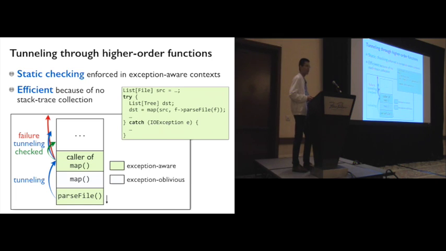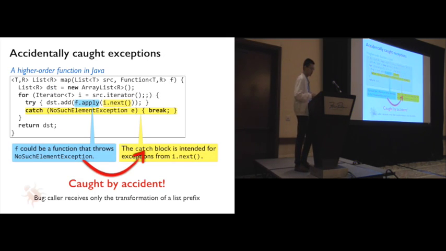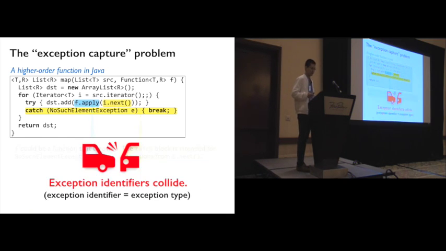As I showed earlier, the subtle problem of accidentally catching exceptions could arise when higher order functions themselves use exceptions. For example, recall that this higher order function could result in an accidentally caught NoSuchElementException. We call this problem exception capture by analogy with the problem of variable capture in dynamically scoped languages. Variable capture arises because variable identifiers collide in an unexpected way. Analogously, exception capture arises because exception identifiers collide in an unexpected way. And here, an exception identifier is solely the exception type.